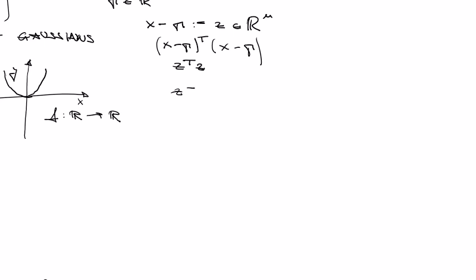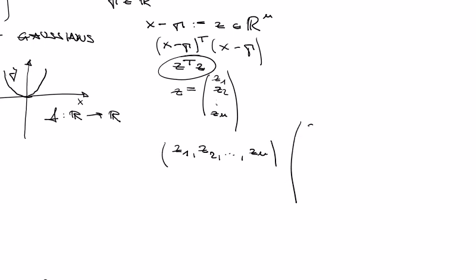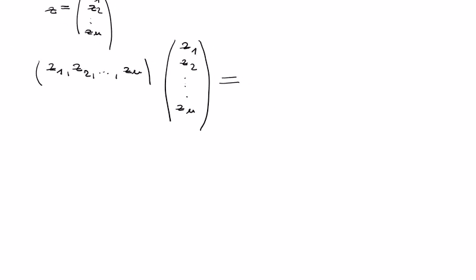So Z is an n-dimensional vector, so it looks something like this. And what this expression tells us is that we should transpose Z, so we get Z1, Z2, up to Zn, times Z1, Z2, up to Zn. And what is that? So this is a matrix product, of course. We're not leaving the matrix calculus here.